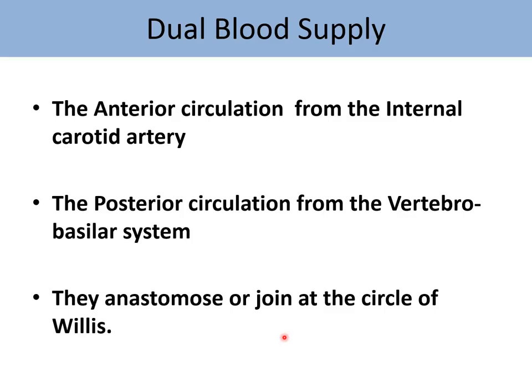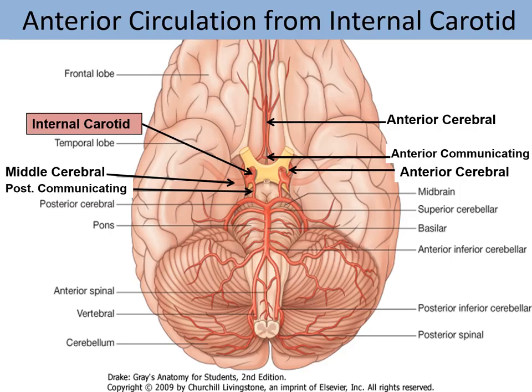The dual blood supply includes two major systems: the anterior circulation from the internal carotid artery and the posterior circulation from the vertebrobasilar system. We'll see that they join together at the base of the brain to form the circle of Willis. We'll start out with the anterior circulation, which you see here.